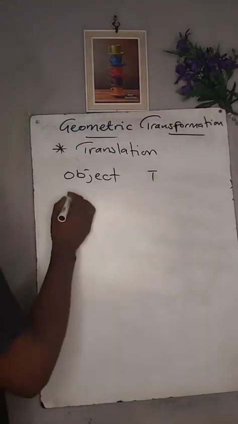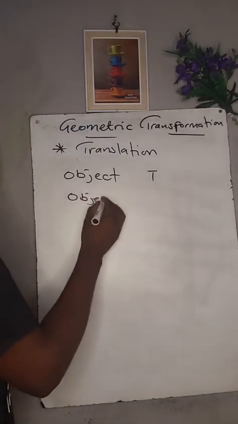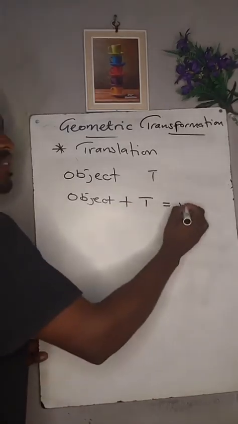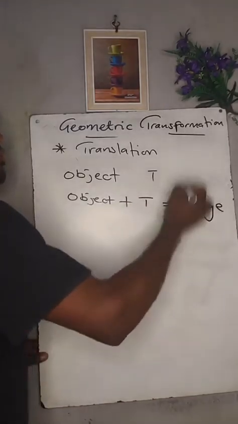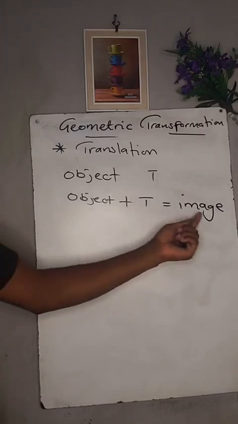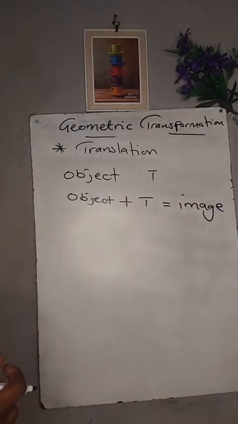We say object plus translation is equal to the image of that object. Object plus translation is equal to the image. Okay. For example, let's look at an example.